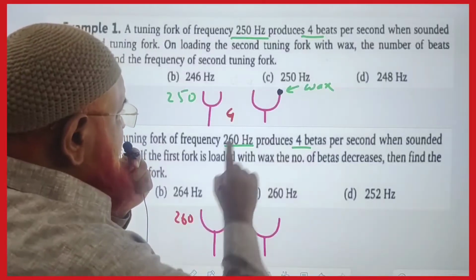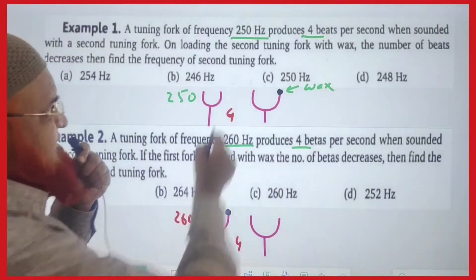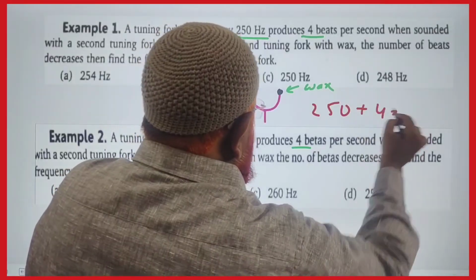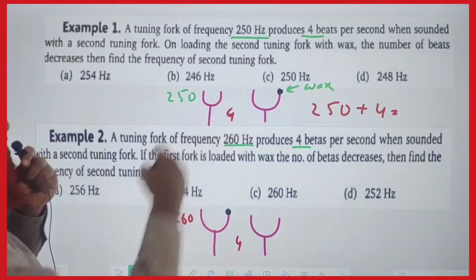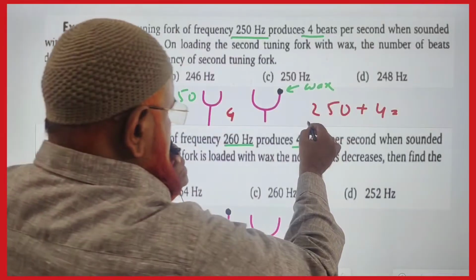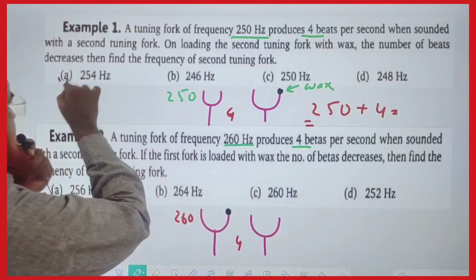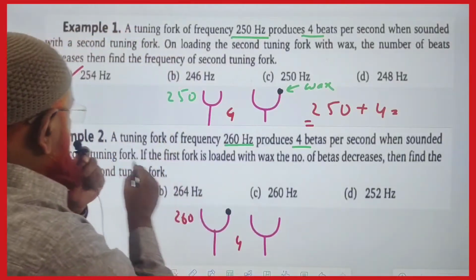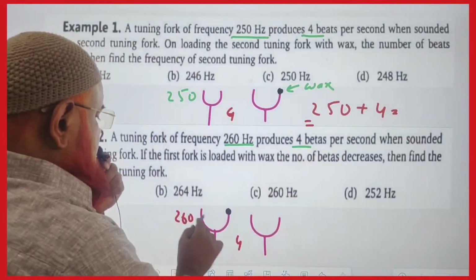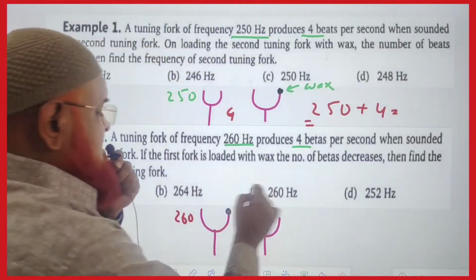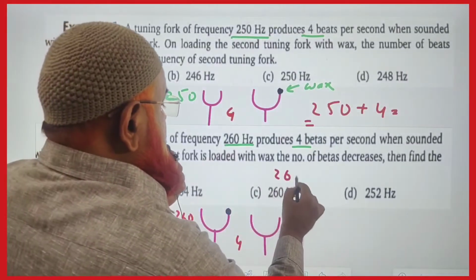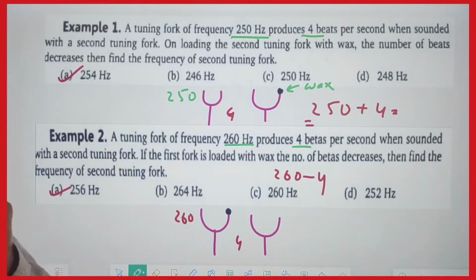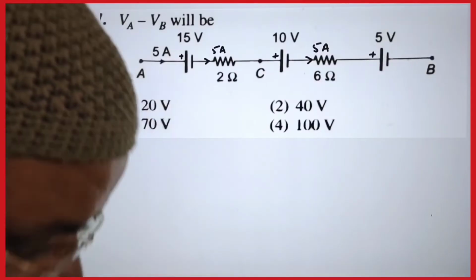In the first case, if the second one is loaded with wax, then the first one should be added with 4. Therefore, your answer is 254. If the first one is loaded with the wax, then the first frequency should be subtracted with 4. Therefore, the answer is 256. Hope you have enjoyed this one.